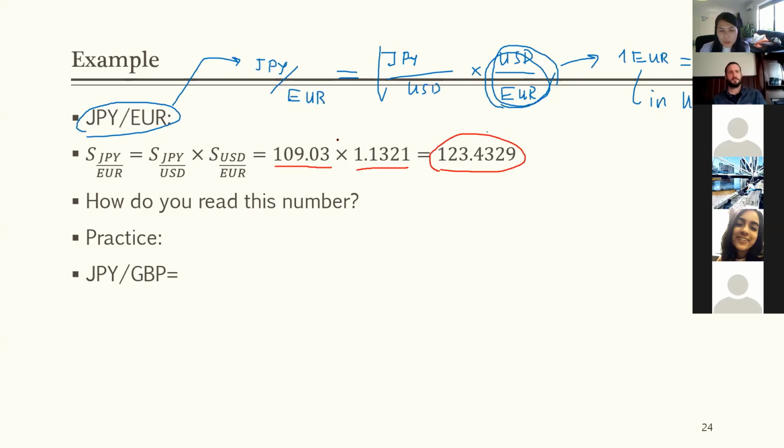Now, can you help me with the second exchange rate? If I want to find the Japanese yen over pound exchange rate, what would be my answer? So let's take about 2 minutes to do this calculation.